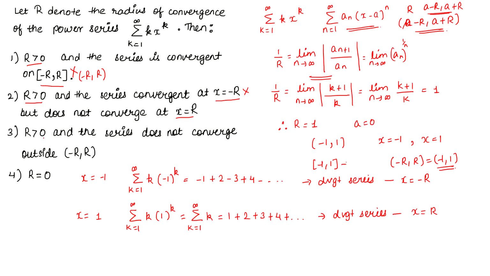Third option is r is greater than 0 and the series does not converge outside minus r, r. So this is true because any point outside is in minus infinity to minus r union r to infinity. And clearly the series is convergent only in the open interval minus r, r. So in this region the series is divergent. So this is the correct option, and obviously option 4 is wrong because r is equal to 1. R is not equal to 0. So option 3 is the correct answer. Thank you.